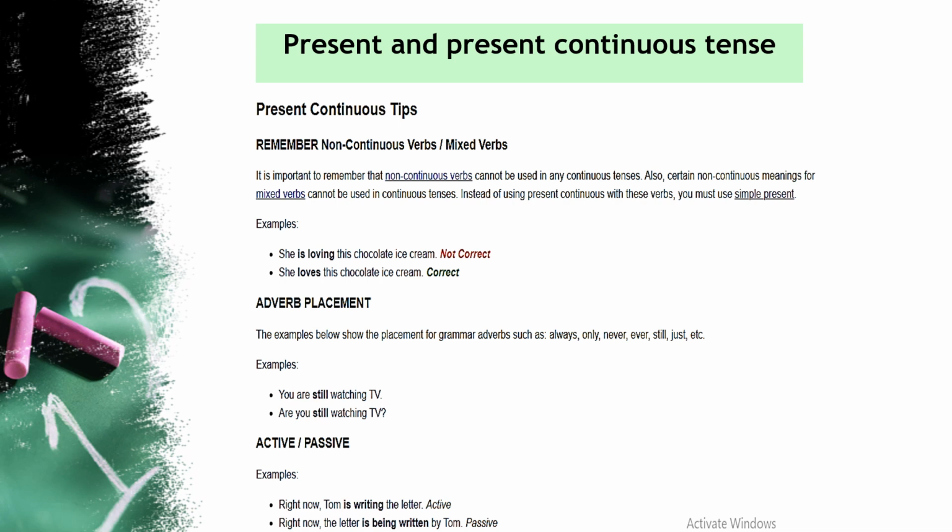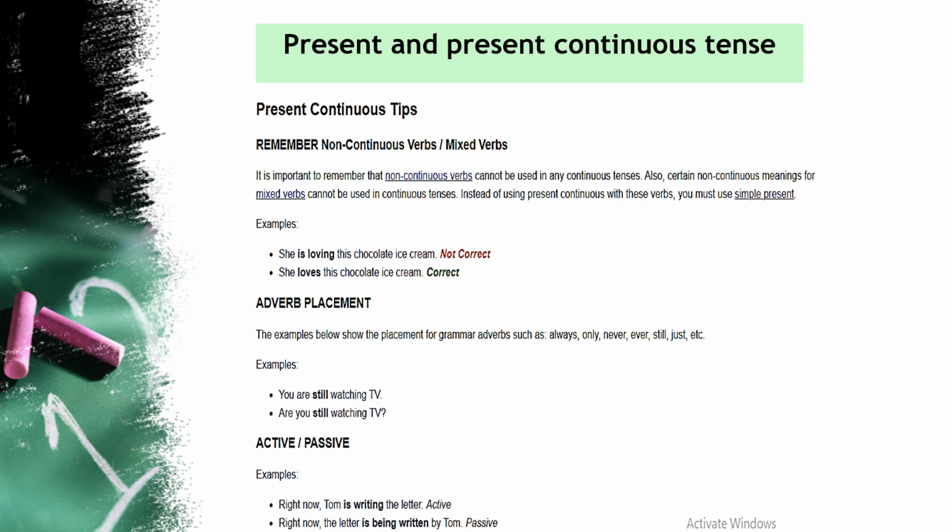Okay. Sometimes adverb placements force you to use the present continuous tense. You are still watching TV. Watching TV does take time, and still you are carrying on doing the same thing, watching the TV. Are you still watching TV? So that is the form of the questions.